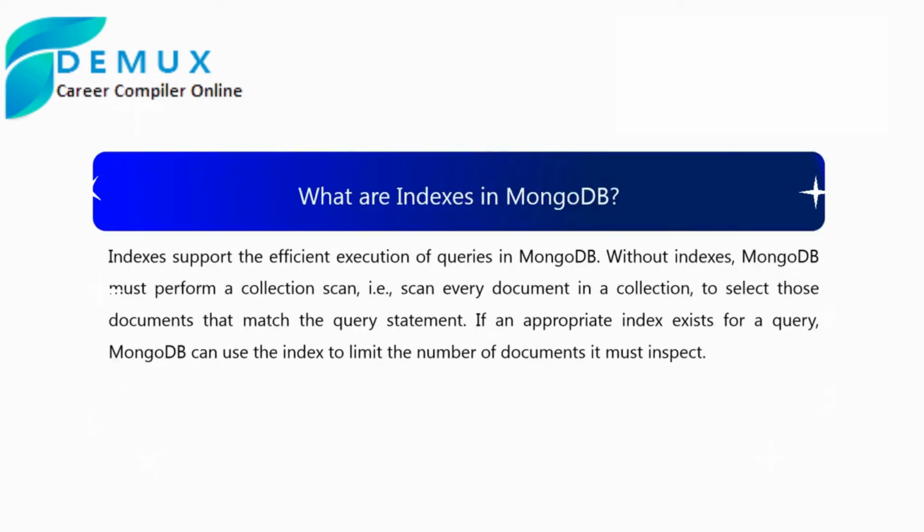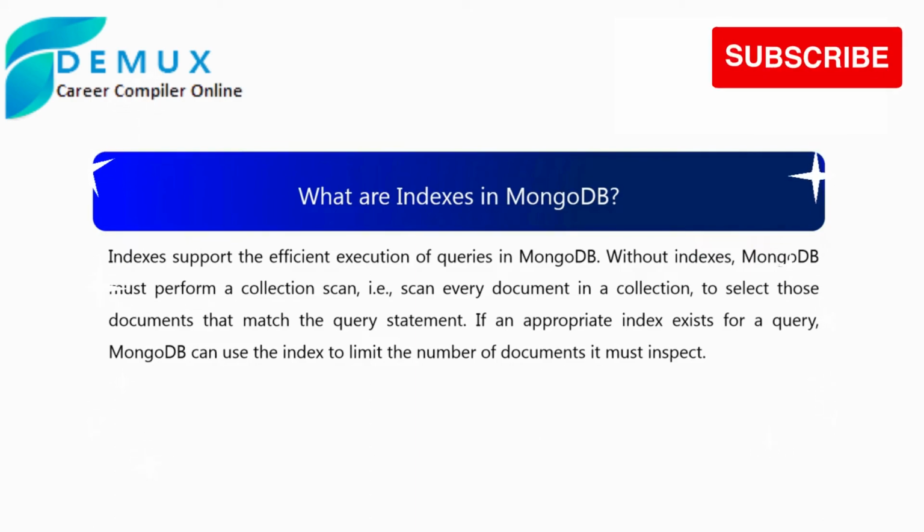What are indexes in MongoDB? Indexes support the efficient execution of queries in MongoDB. Without indexes, MongoDB must perform a collection scan, i.e., scan every document in a collection, to select those documents that match the query statement. If an appropriate index exists for a query, MongoDB can use the index to limit the number of documents it must inspect.